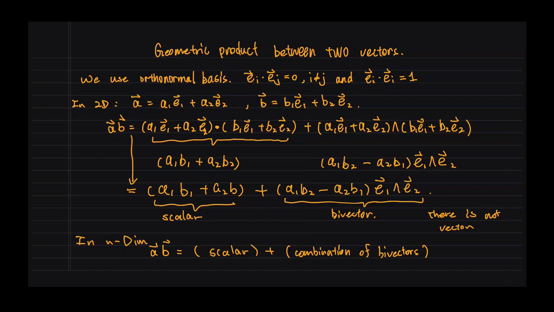Yeah, and it's quite important, this scalar plus the combination of bivectors, because we will use this kind of object, which is a scalar plus a combination of bivectors, to perform rotation. So this kind of object is related to rotation, but we will talk about this later.